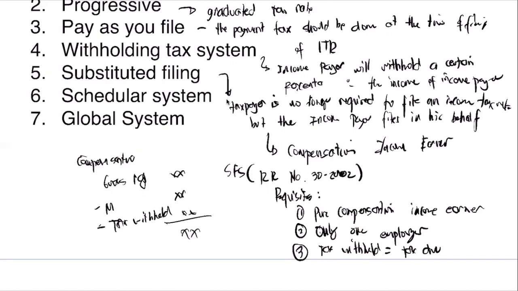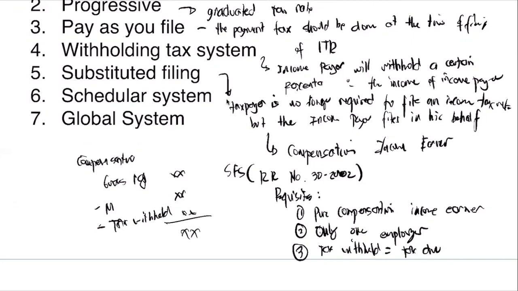Sir, paano kung marami akong employer? Kung marami kang employer, hindi ka pwede dito. Dapat isa lang. Okay? Sir, bakit anong meron ba sa substituted filing? Pag substituted filing kasi, hindi mo na kailangan mag-file ng ITR. Sino mag-file para sa'yo ng ITR? Yung nag-withhold or yung employer mo mismo.